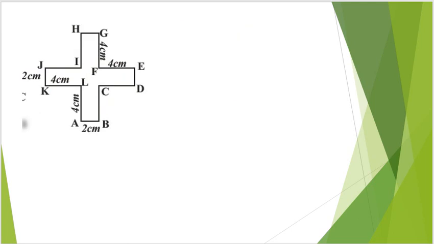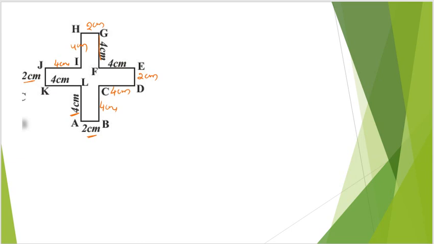Let us see one more question related to this. Since this is 4 centimeters, its opposite is also 4 centimeters. If this is 4, then this is also 4. If this is 2, then this is also 2. If this is 4, then this is also 4.